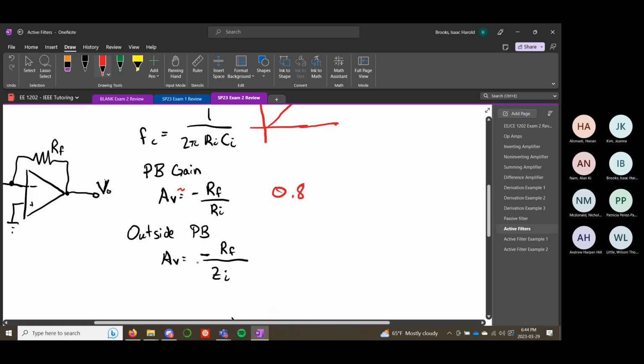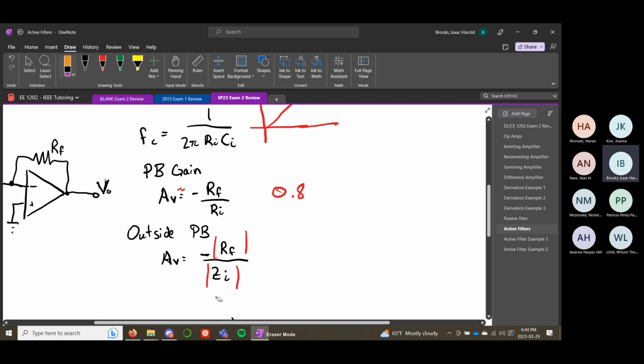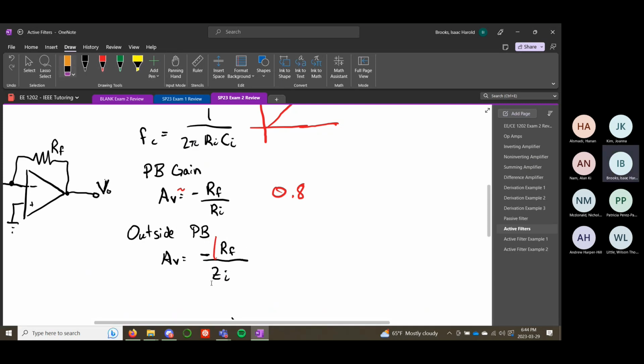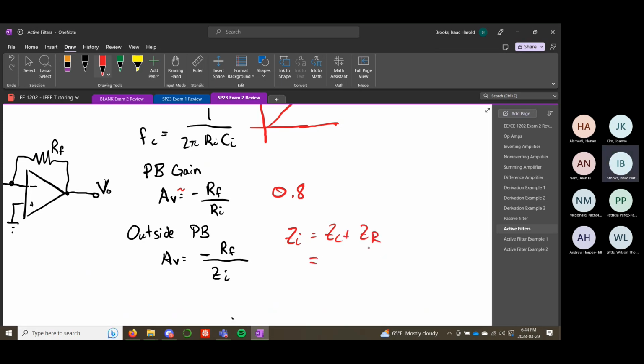And this comes back to the question earlier about, do we take the absolute value of the gain? A lot of times we're concerned about the magnitude of the gain. So if we look at the magnitude of this gain, and we look at the magnitude of this impedance, Zi is always going to be the impedance from your capacitor plus the impedance from your resistor, which is 1 over J omega C for the capacitor, and just R for the resistor.